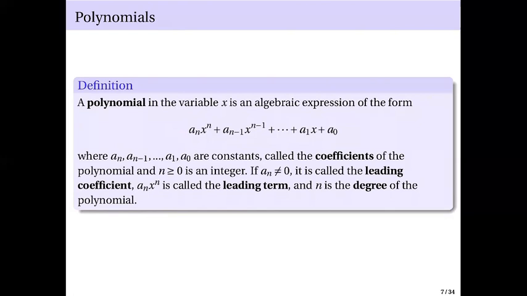So, in short, a polynomial is just a sum of monomials. Remember, a constant, or a variable raised to some non-negative integer power, is a monomial. Here, a constant times x raised to the power n minus 1 if n is greater than 1, this is another monomial. a1x is another monomial. Constants are another monomial. And therefore, you are just adding monomials.